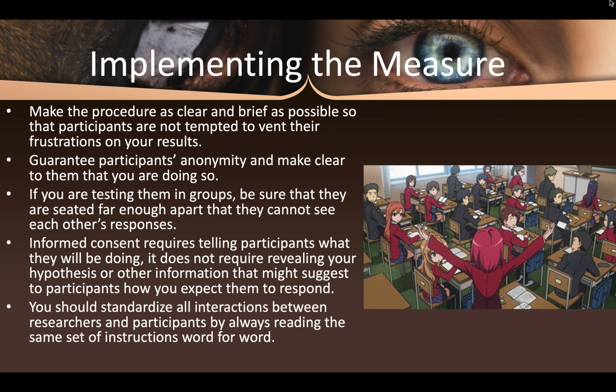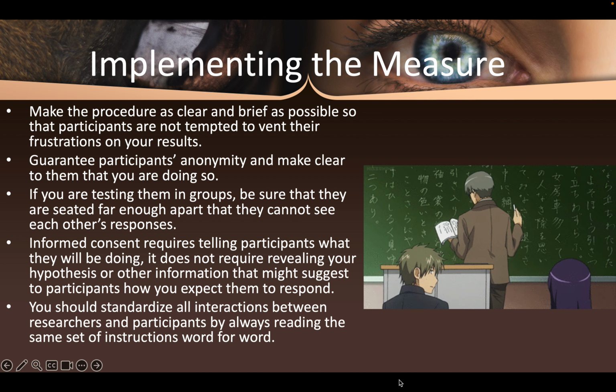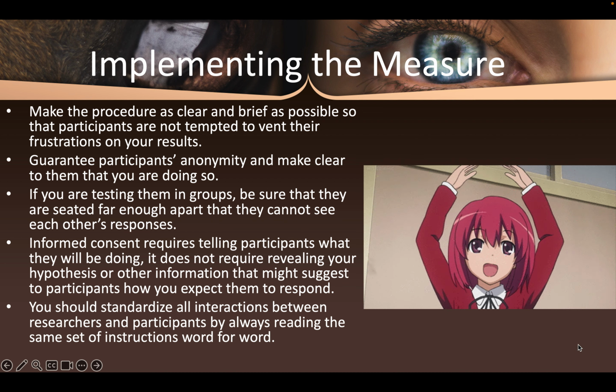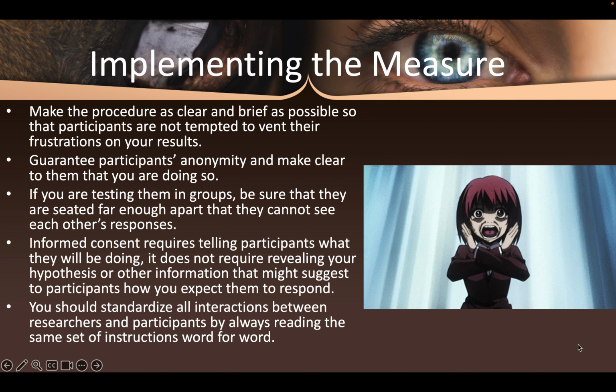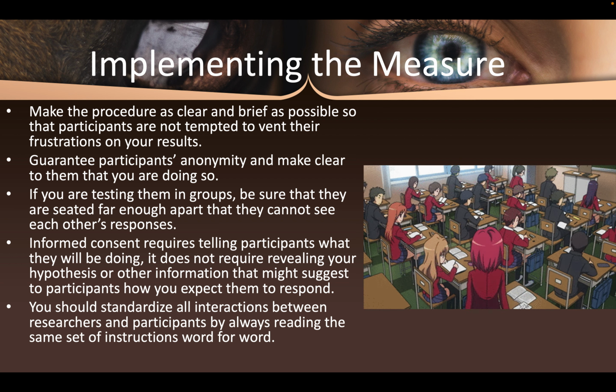If you are testing them in groups, be sure that they are seated far enough apart that they cannot see each other's responses. Informed consent requires telling participants what they will be doing. It does not require revealing your hypothesis or other information that might suggest to participants how you expect them to respond. You should standardize all interactions between researchers and participants by always reading the same set of instructions word for word.